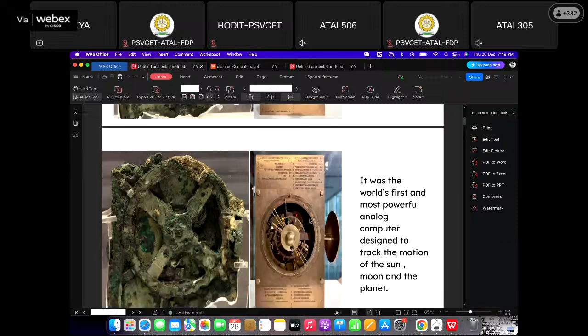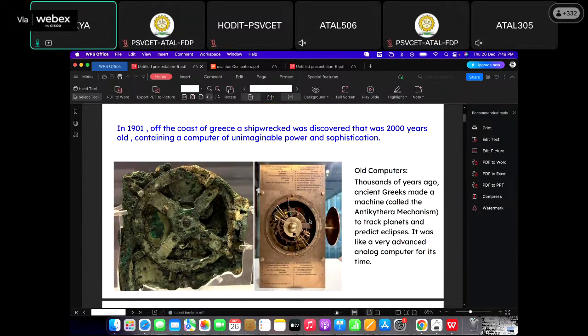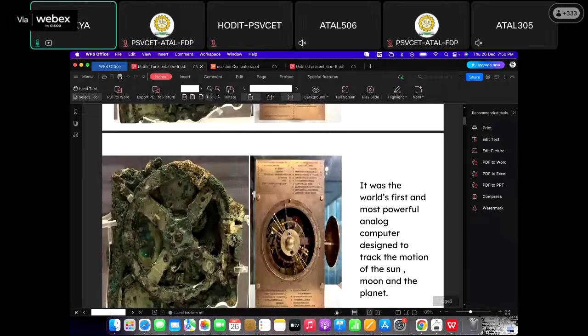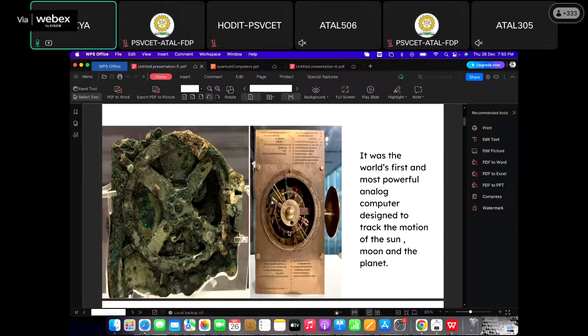I repeat once again, in 1901, off the coast of Greece, they found it. The scientists reassembled it, and we got the analog computer. It was the world's first and most powerful analog computer, designed to track the motion of the sun, moon, and the planets. This is like a 2000-year-advanced thing. Why were they using analog computers? Because they needed to track the motion of the sun, moon, and the planets.